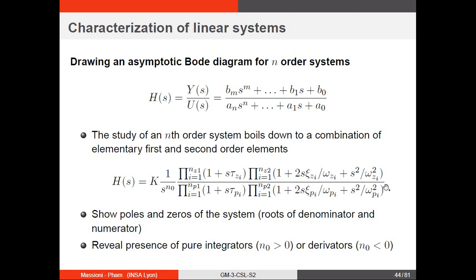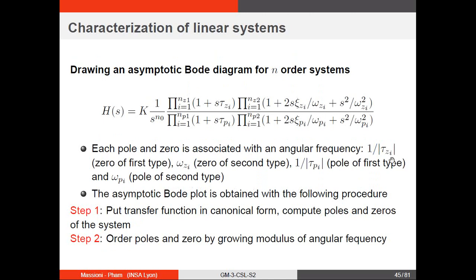Once the function is brought into this form, the second thing that we are required to do is to compute these poles and these zeros. So compute all the values of s which make the denominator 0, and all the values of s which make the numerator 0. And then we are ready to draw the function. So each pole and each zero basically is an angular frequency.